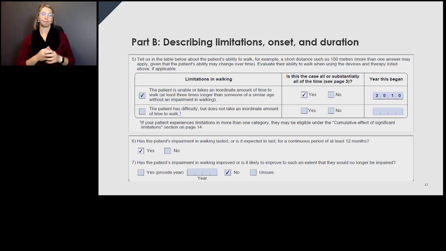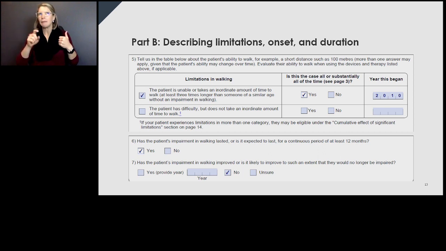Question 5 asks you to choose the box that best describes your patient's limitations. Here, select whether your patient is either unable to perform the activity or takes an inordinate amount of time to complete the activity. Time is considered inordinate if the activity takes at least 3 times longer than it would for an individual of similar age without an impairment in that category.